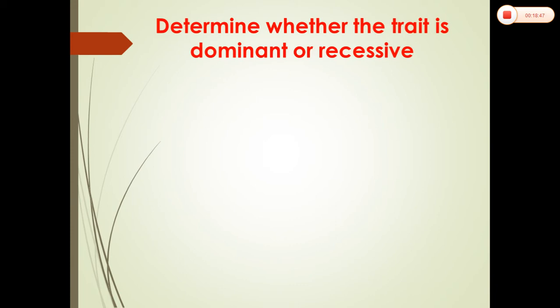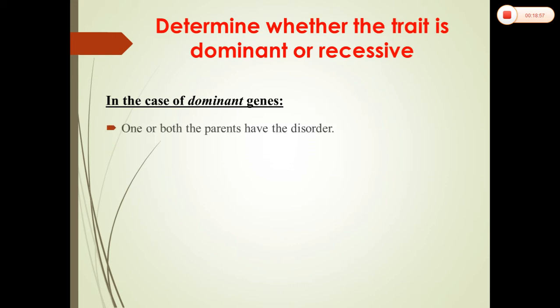So now what will you think in your mind? First of all, let's see, in case of dominant genes, how you will identify that the particular pedigree is dominant. First, one or both of the parents must have the disorder. As I told you, if a particular disease is dominant, then one of the two parents must have the gene, and only then can it be transferred to the next generation. So in that case, either one parent is affected or both parents could be affected.